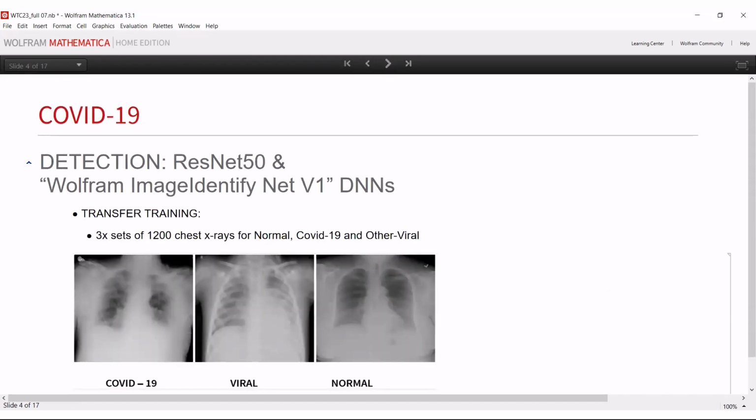Well, here you see samples of the x-rays to give a differential diagnosis between COVID, viral and normal patients. There were 1200 images in each of these classes. We used both ResNet 50 and the Wolfram Image Identify Deep Neural Network. These are typically trained on about 1,000 classes with 1,000 samples in each.